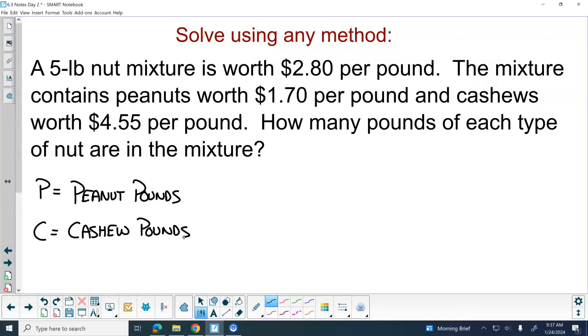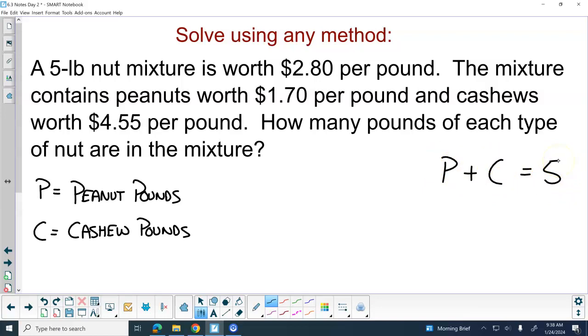If P is the pounds of peanuts in this mixture, and C is the pounds of cashews in this mixture, and it's a 5-pound bag, this one's staring you right in the face. You're thinking too hard about it. Can I go P plus C equals 5? If there's 5 pounds in the bag, and we've got pounds of peanuts and pounds of cashews, that means P plus C has to equal 5.